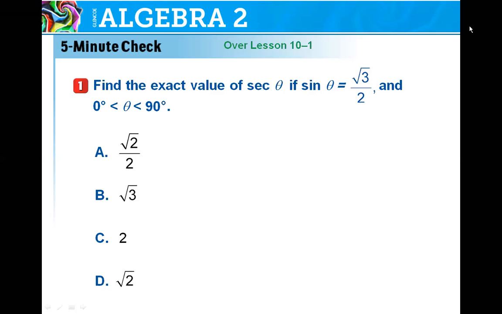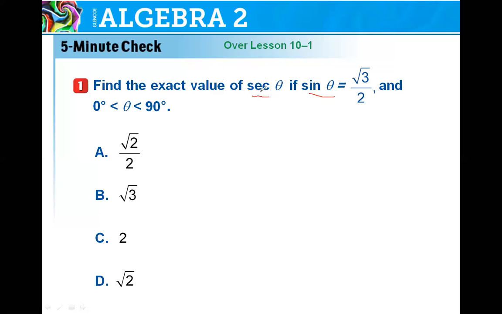Find the exact value of secant theta if sine theta equals square root 3 over 2, and theta is included between 0 and 90. Okay, what shall we do? Find the exact value of secant given the sine. We have to use a rule that includes secant and sine in one rule, but we don't have a rule that includes secant and sine.